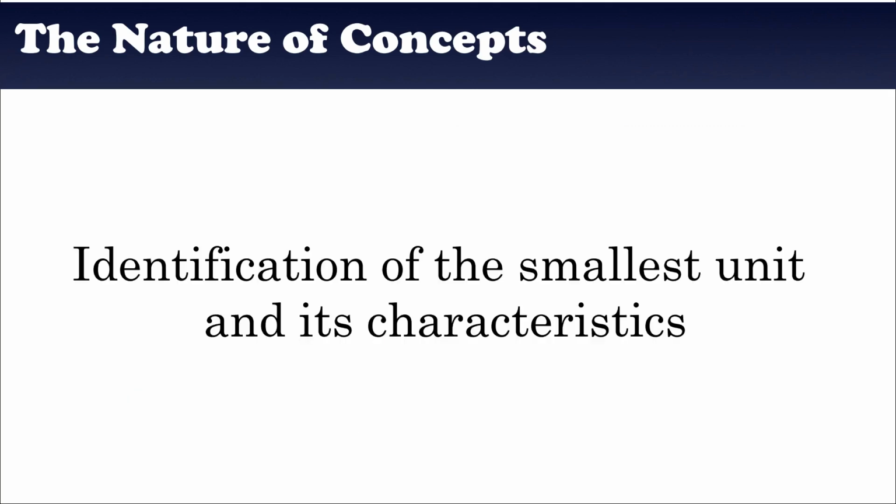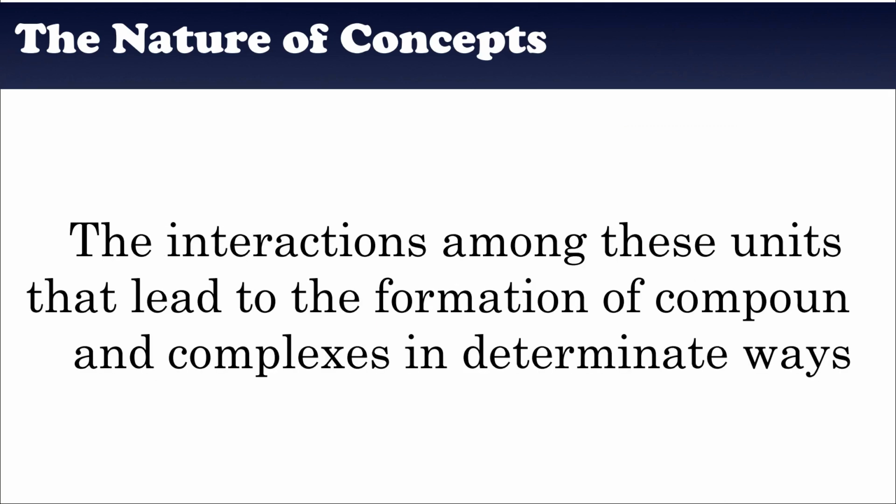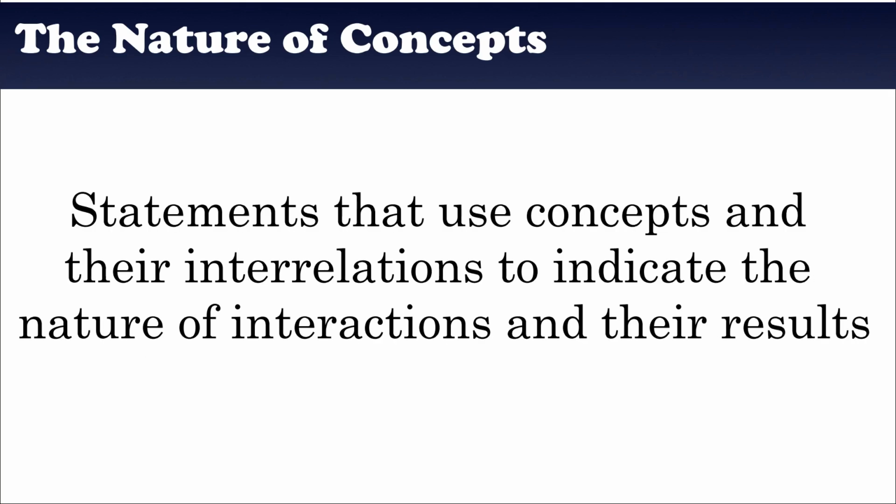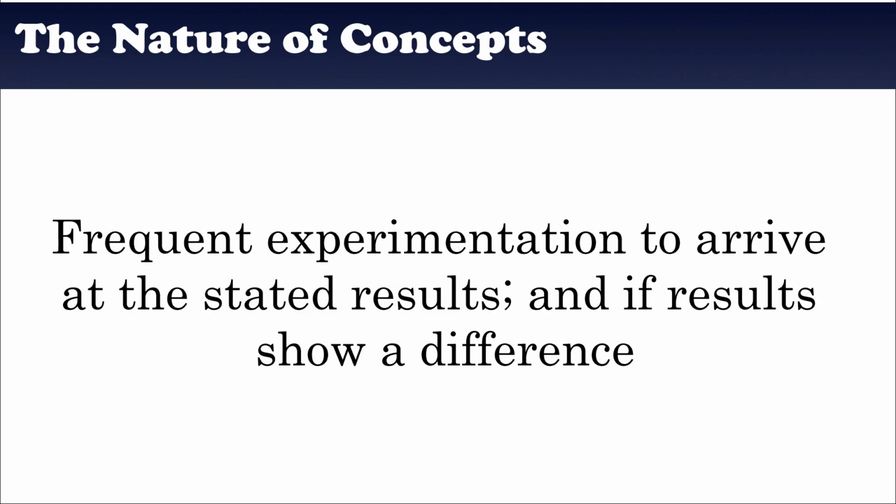1. Identification of the smallest unit and its characteristics. 2. The interactions among these units that lead to the formation of compounds and complexes in determinate ways. 3. Statements that use concepts and their interrelations to indicate the nature of interactions and their results. 4. Frequent experimentation to arrive at the stated results. And if results show a difference, then explain the difference and arrive at a revised statement.